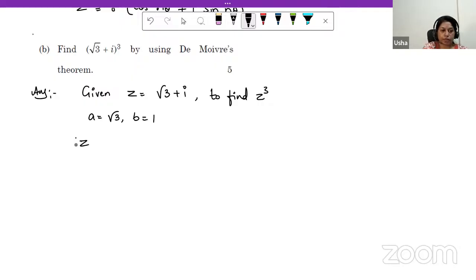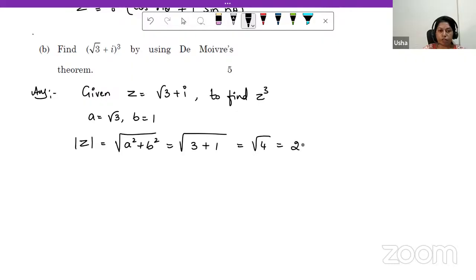Now find modulus z, which is nothing but r. Root of a square plus b square. a square is root 3 whole square. Root and square will get cancelled and you will get 3. And b square is 1 square, which is 1. This is root 4, which is equal to 2. We always assume a positive value; we will not take the negative value. So modulus z, or r, is equal to 2.